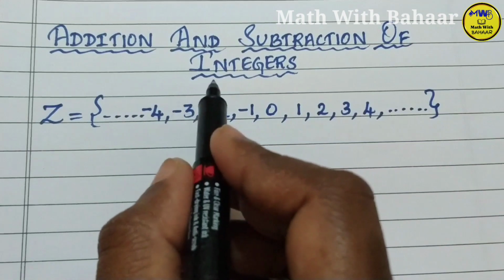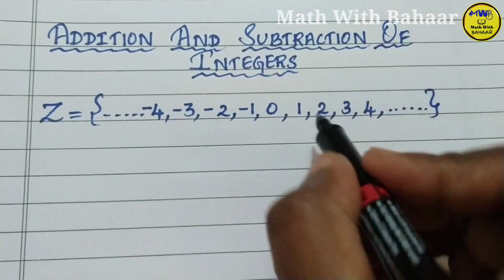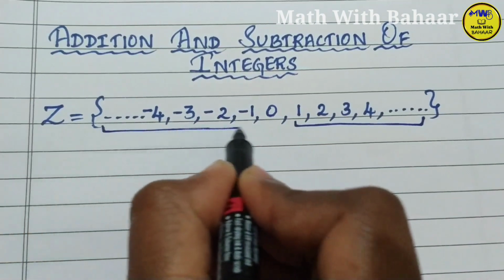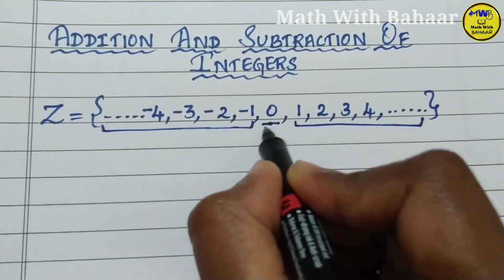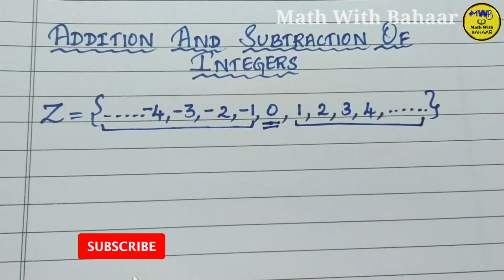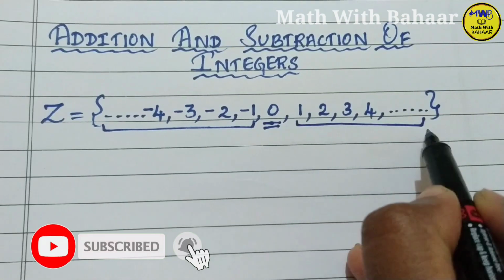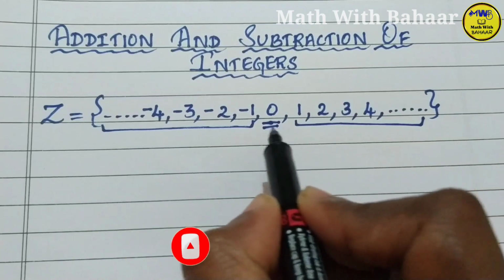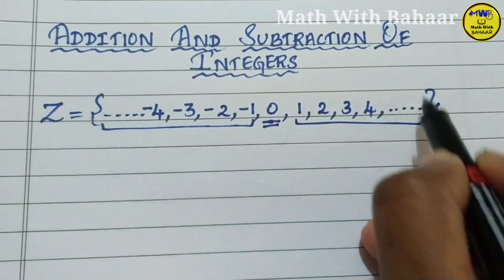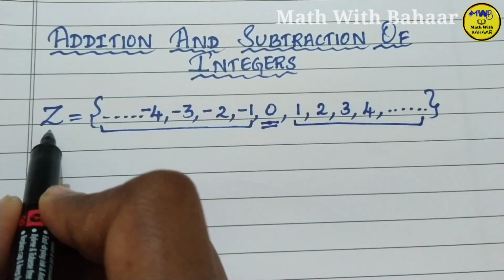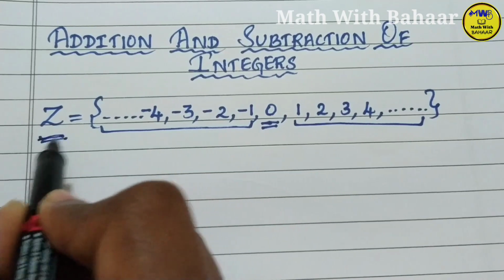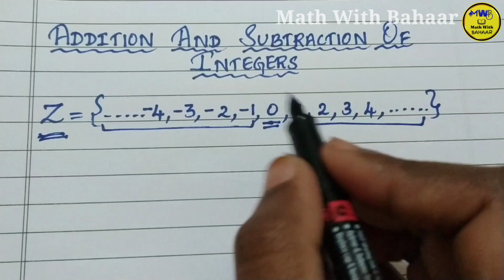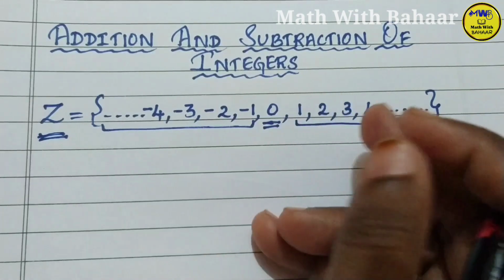So integers are a collection of numbers which consists of positive numbers, negative numbers as you can see here, along with 0. These positive numbers can be written along with a plus sign or without any sign, negative numbers along with a negative sign, and 0 does not carry any sign. All these sets of numbers together we call integers, which is represented by the capital letter Z. Z is extracted from the German word Zahlen, which means numbers.